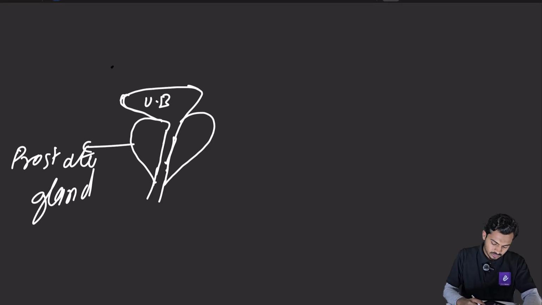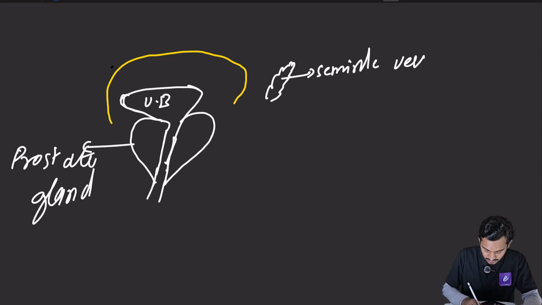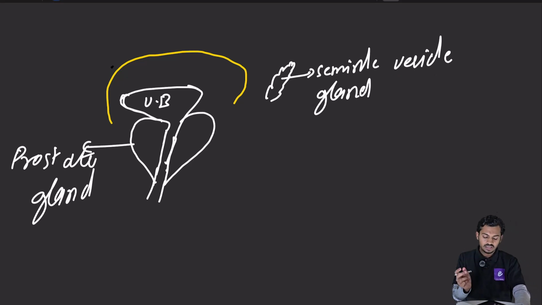Now what happens? So vas deferens will come like this. It will go around the urinary bladder and it will come behind the urinary bladder, right? We all know behind the urinary bladder there is a gland. This gland is called the seminal vesicle gland. तो यूरिनरी ब्लैडर के पीछे एक ग्लैंड होता है. This is the seminal vesicle gland.